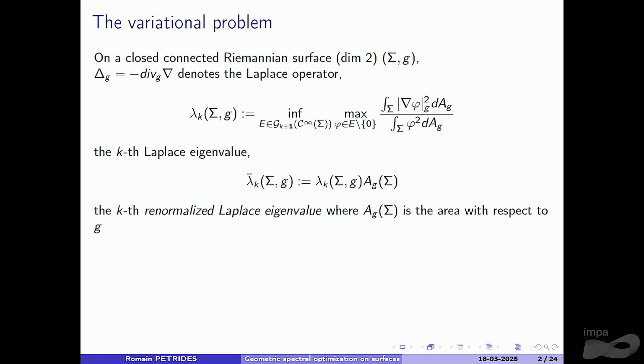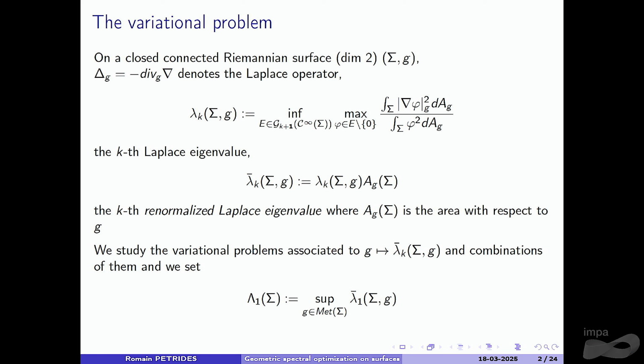So this is the k-th eigenvalue, and we would like to optimize it with respect to the metric. As for the systole, you have to renormalize it. The good renormalization is by multiplication by the area with respect to the metric. So this is the k-th renormalized eigenvalue associated to the metric. And we would like to study variational problems associated to this kind of functional. From the metric, I associate lambda k, and also combinations of them.